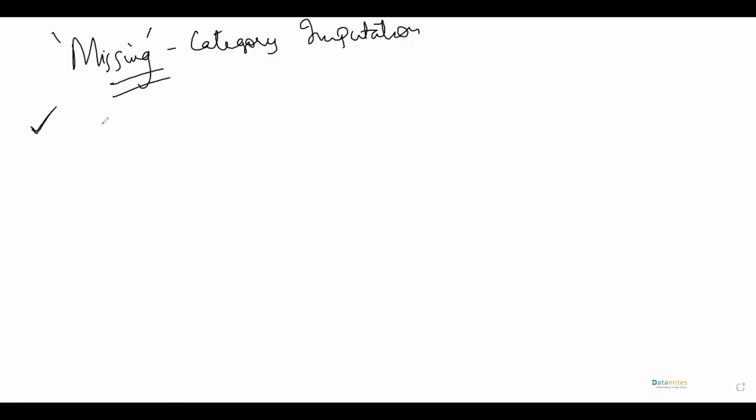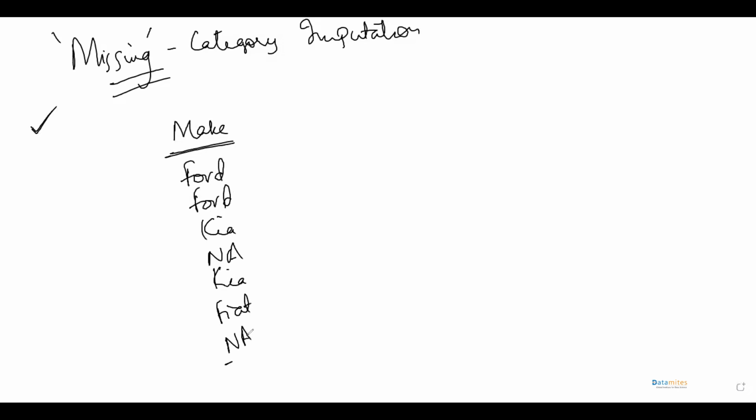To illustrate this with an example, let's take the prior example. I'll just show you how it is done. For the Ford or Kia, we have some missing values, a lot of missing values, and here also missing values. So for these missing values, instead of replacing them with the most frequently occurring category, we will replace the category itself as missing in these places.